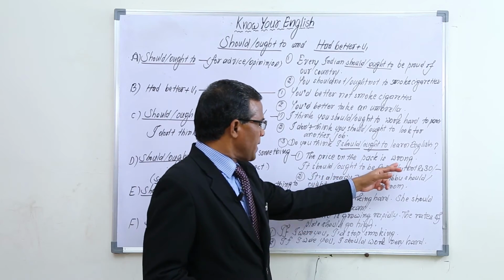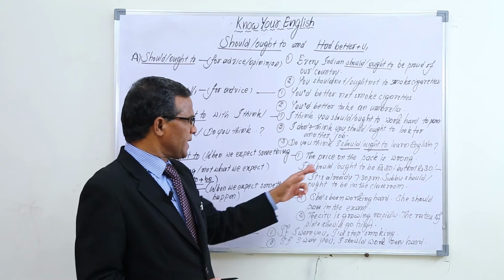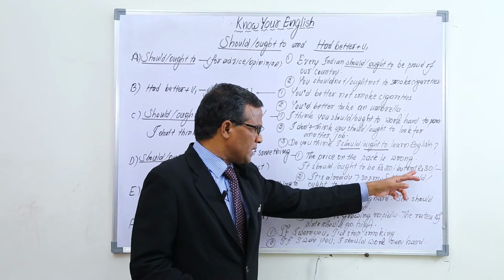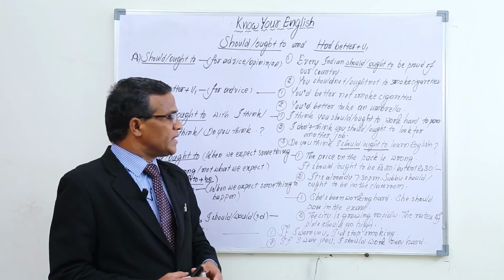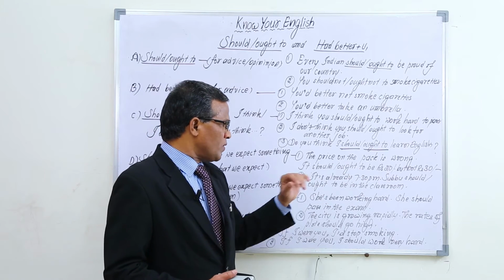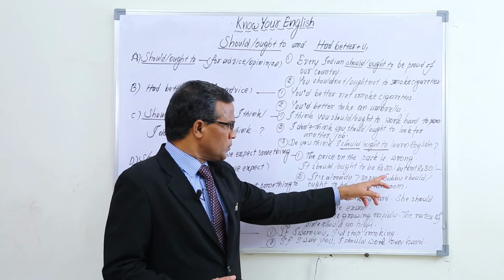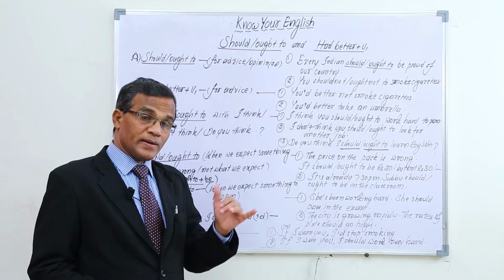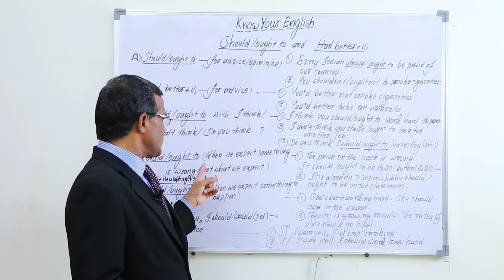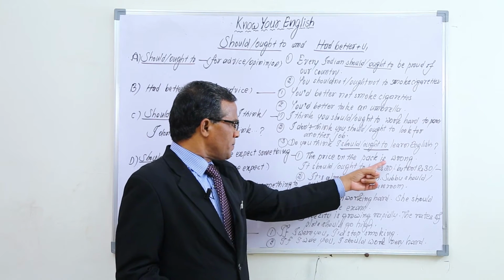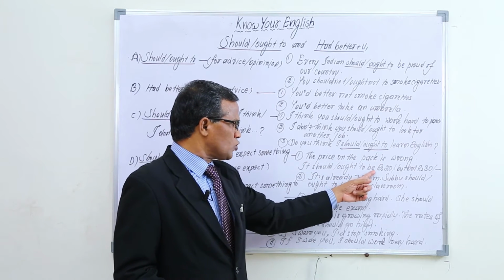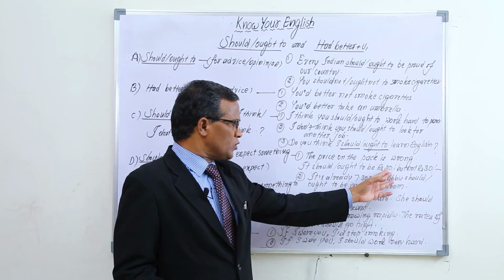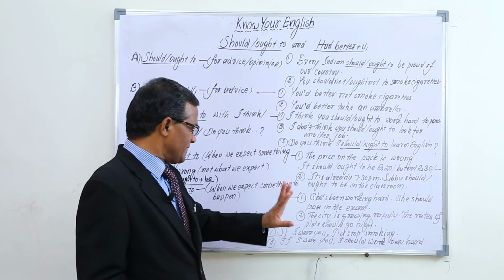Okay, "The price on the pack is wrong. It should be 20 rupees but not 30 rupees." Means we expect the price of the pack should really be 20 but not 30. When we expect something is wrong, we can use should or ought to. So the price on the pack is wrong. "It should be 20 rupees but not 30," or "it ought to be 20 rupees but not 30 rupees."